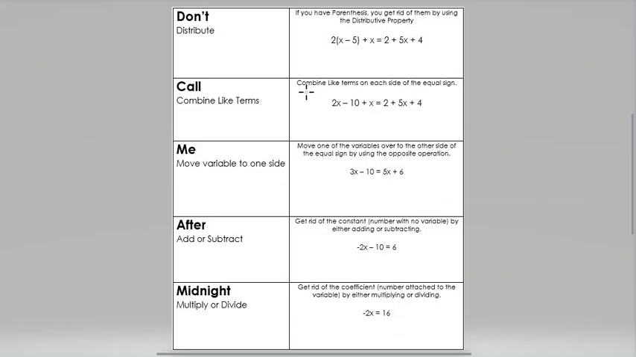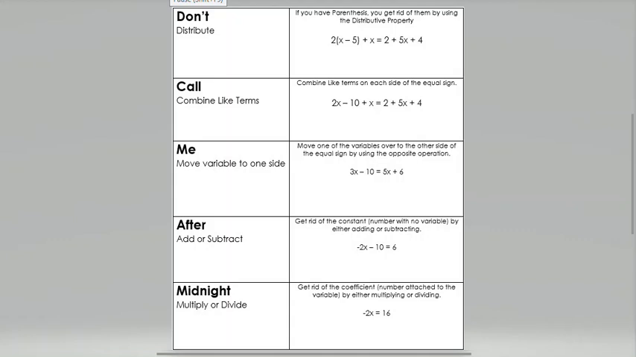All right, so what is "don't call me after midnight"? The first letter of each word will tell you what to do. Don't starts with D, so your first step would be distribute. Call starts with C, so you combine like terms. Me starts with M, so let's move the variable to one side. After starts with A, so you add or subtract. And then midnight starts with M, so you multiply or divide. So don't call me after midnight.